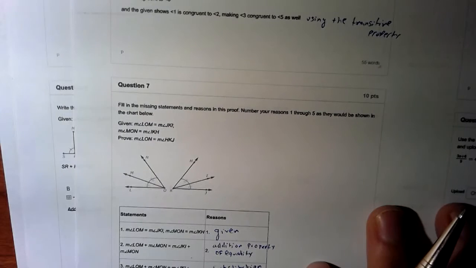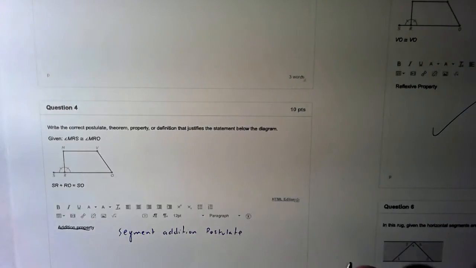I feel like something got cut off here. Oh, it's on. Where is that? Oh, it's over here. I'm sorry.